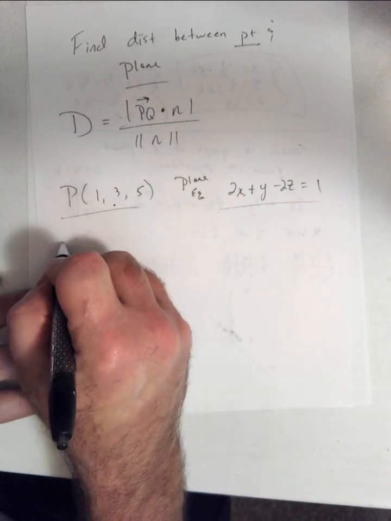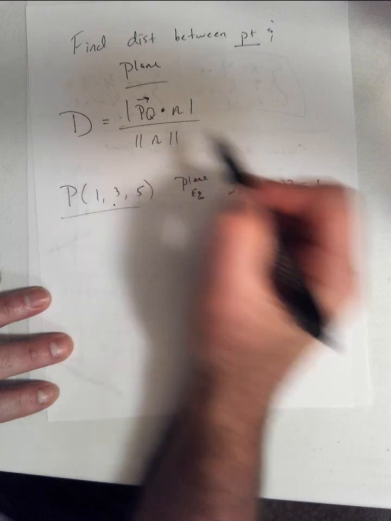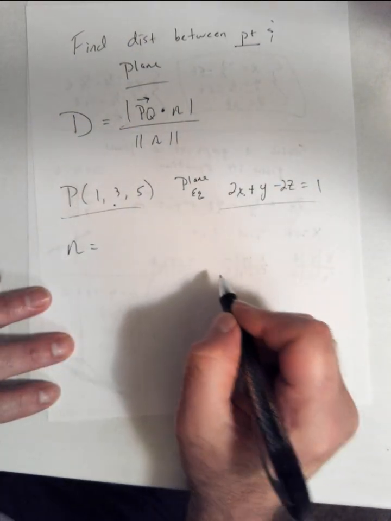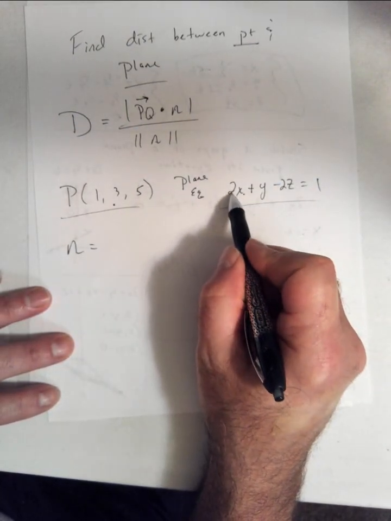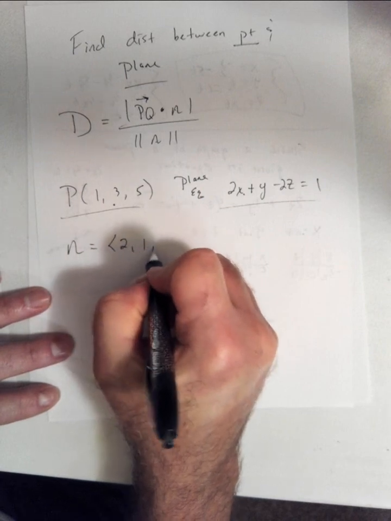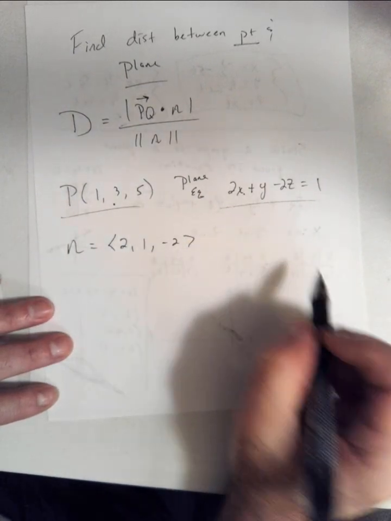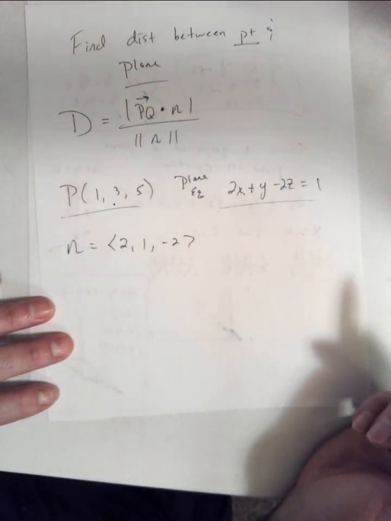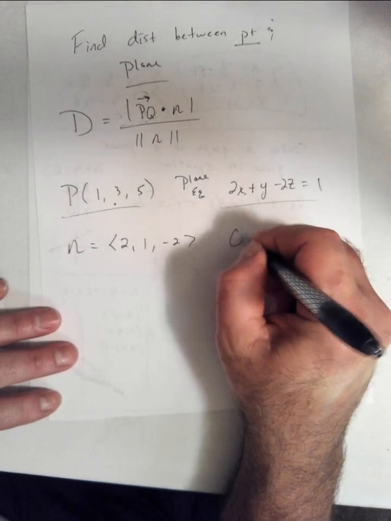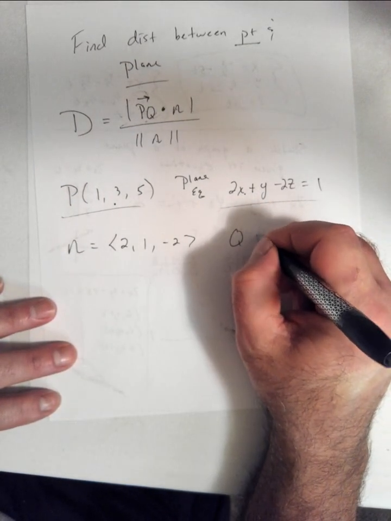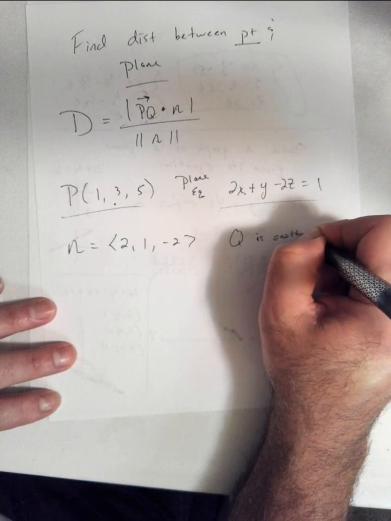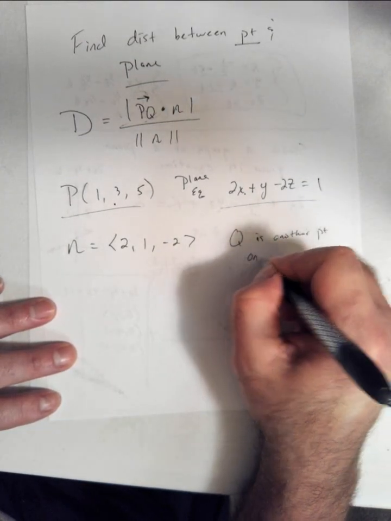So the first thing, we know what n is, right? N is the normal vector of the plane. So 2, 1, -2 becomes n. So all we really need to do is find this vector PQ. The question is, what is Q? So Q is another point on the plane.